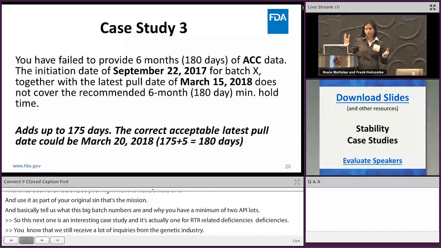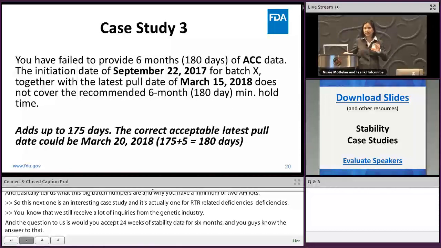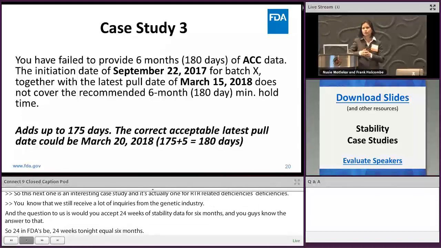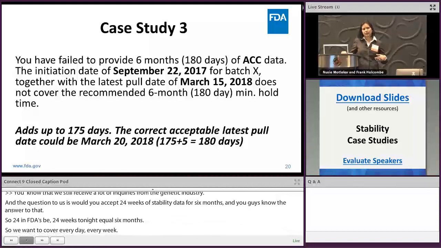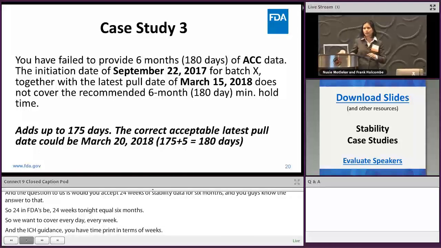So 24, in FDA speak, 24 weeks does not equal 6 months. So we want to account for every day, every week. And moreover, the ICH guidances do not refer to time frames in terms of weeks. They focus on months. So when we say a minimum of 6 months is expected, what we mean is a minimum of 180 consecutive days. So a lot of times, firms end up falling just a little bit short of the 180-day requirement.